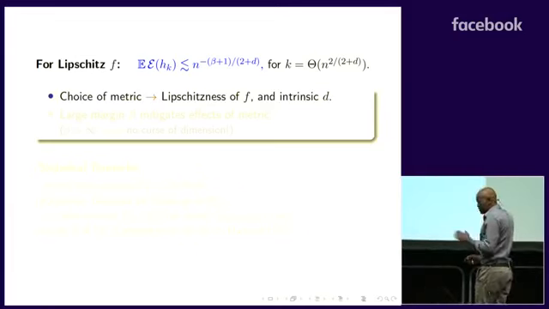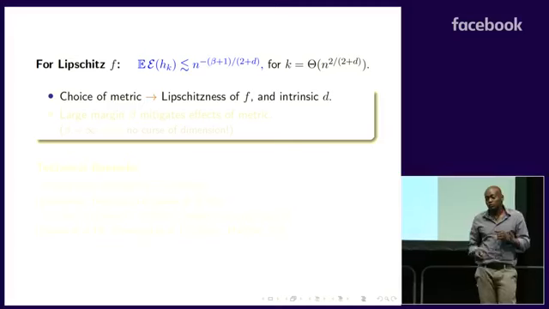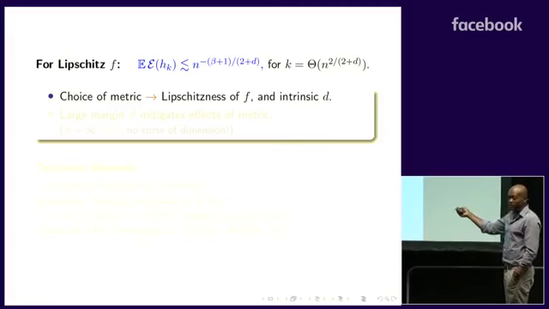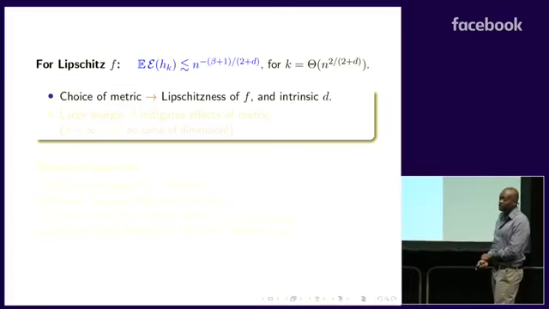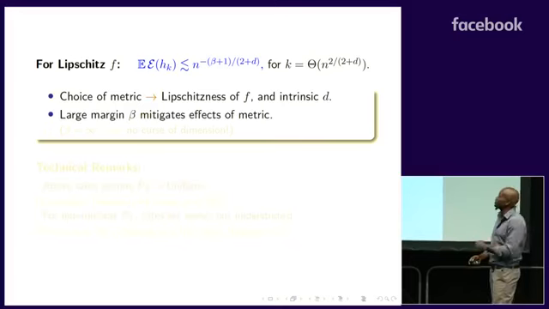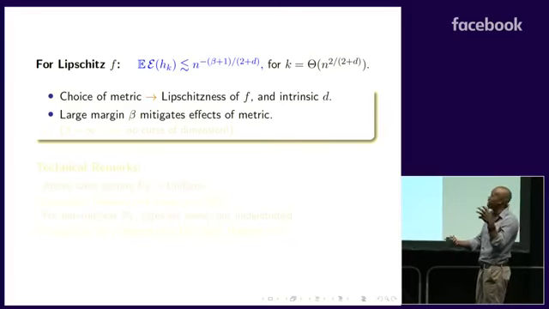So let me just repeat some of the messages that we've seen so far. The choice of metric is important. The choice of metric affects how smooth the function f, the regression function, is, and it also affects the intrinsic dimension. And how smooth the function is and the intrinsic dimension control how well nearest neighbor will perform. This is very true in regression. It is somewhat true in classification, but what we just saw is that as long as we have margin in classification, nearest neighbor performs much better, and in other words, the choice of metric becomes less important in classification, which is an interesting message.